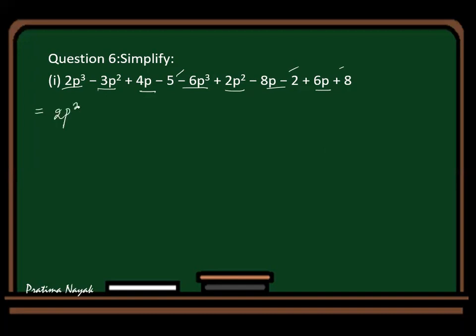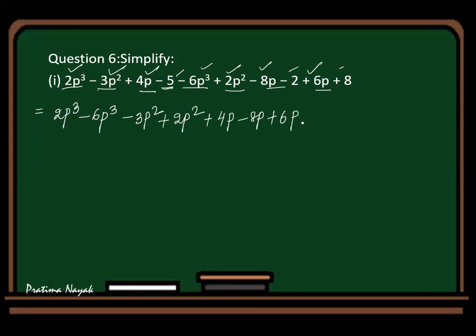First is 2p cube. Whatever I write, I'll put a tick. Then I'll go for minus 6p cube. I put a tick. Is there any p cube? No, it is finished. Then I'll go for minus 3p square, plus 2p square. So all p square finished. Then come to p plus 4p minus 8p plus 6p. There are 3p's. Then your next number, negative 5, then negative 2, negative 8, plus 8. Then count whether it is correct or not, whether we have not left anything.